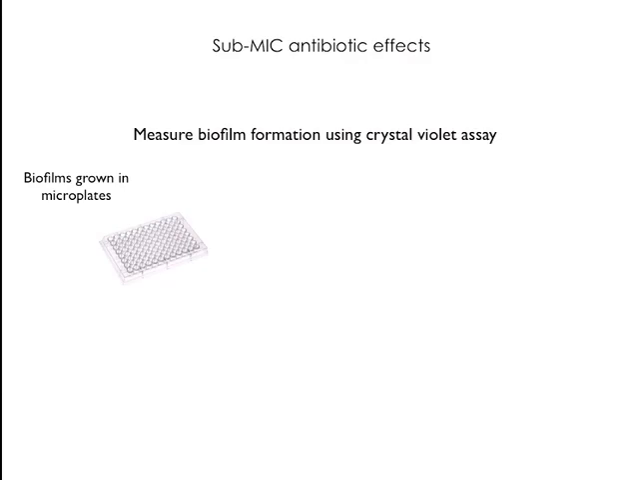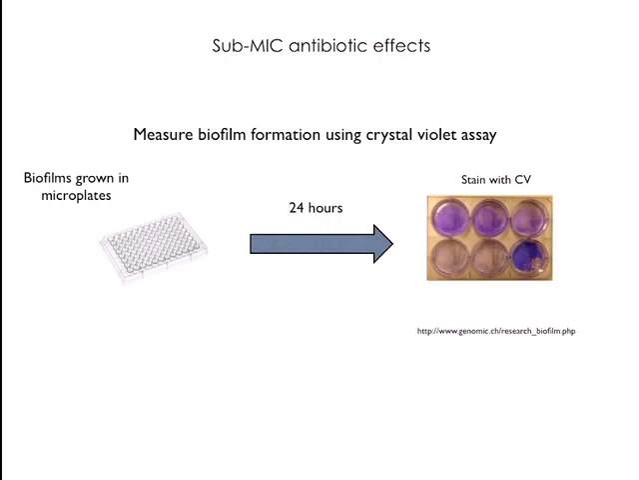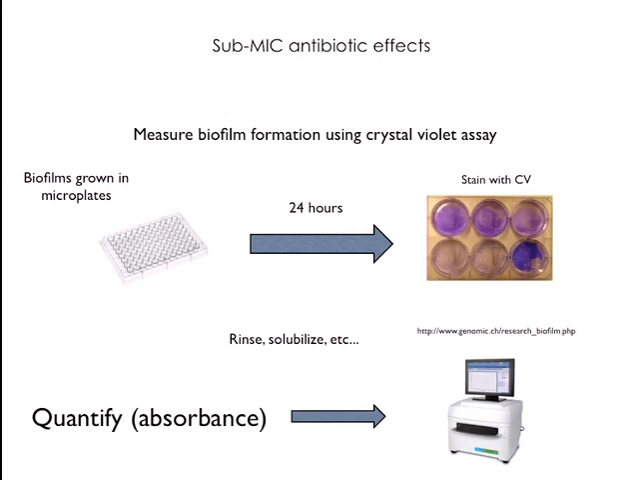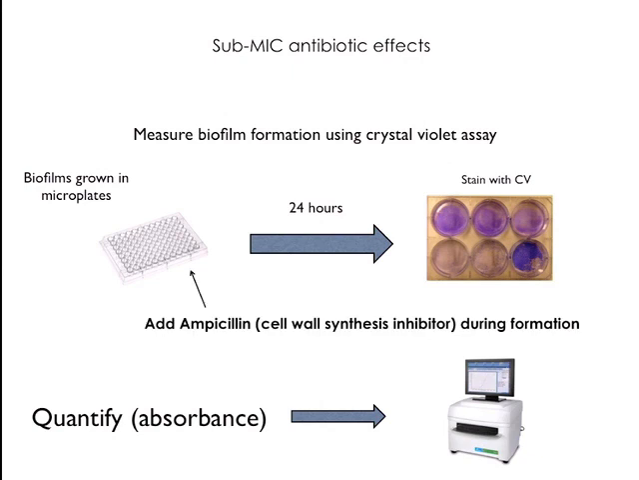So we did another very simple assay. We measure biofilm formation using a crystal violet assay. This is a common assay for measuring biofilms. Basically, you grow them in plates. We use 96-well plates. You let them grow for 24 hours, and you stain them with crystal violet, just a type of cell stain. You then rinse them and solubilize it, and it's kind of a tedious process, but once you finally do it, you can essentially quantify the size of the biofilm using a plate reader. Okay, so this is a very standard biofilm assay.